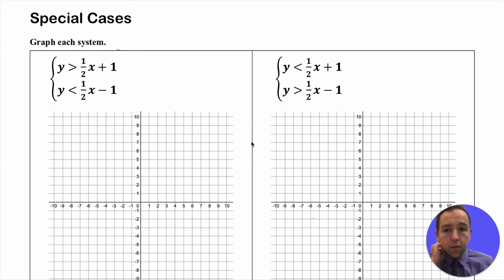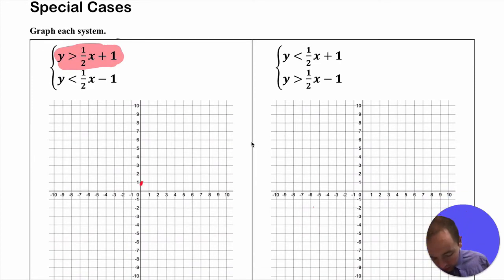In these couple of examples, we just have a couple of special cases of systems of linear inequalities. With the first one right here, if we take a look at the first condition, it's solved for y alone. And so it really just has a y-intercept at 1 and then a positive slope of 1/2. Because it's just a strict greater than, we're going to have a dotted or dashed sort of line.